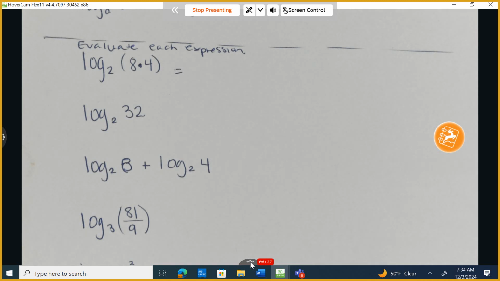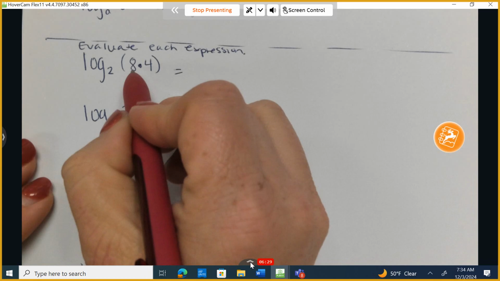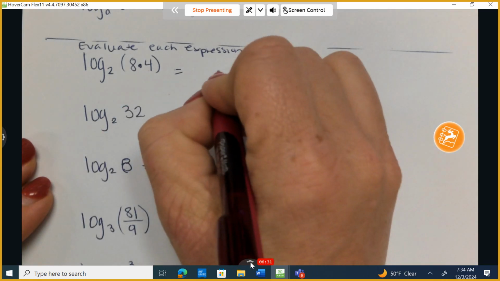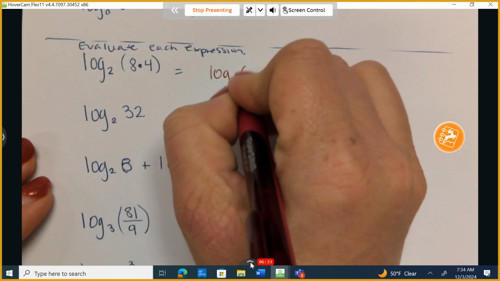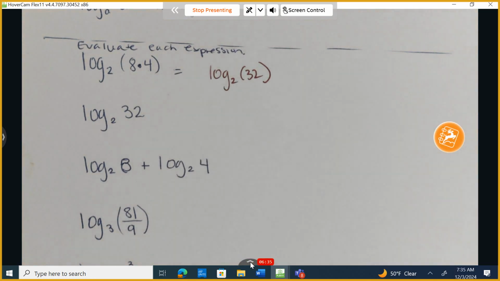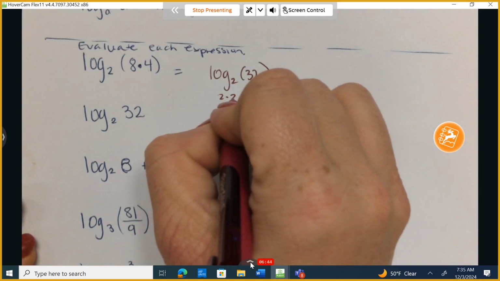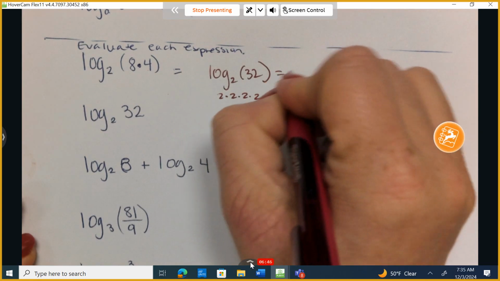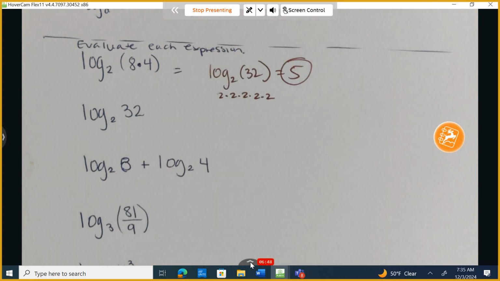So the very first way that I'm going to do this is that I know that 8 times 4 is 32. So log base 2 of 32. And in my mind, I'm thinking 2 to the what power equals 32? So 2 times 2 is 4, times 2 is 8, times 2 is 16, 16 times 2. So if I take 2 times itself 5 times, I end up with 32. I just evaluate this expression, done. Good to go. Can I have a thumbs up or thumbs down if you understood that example?